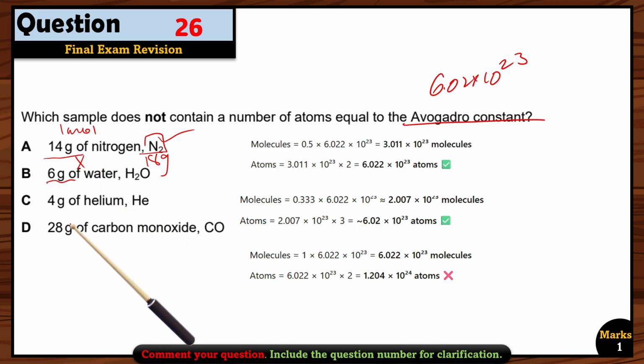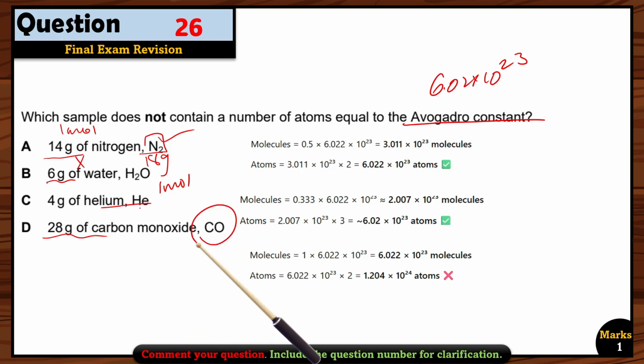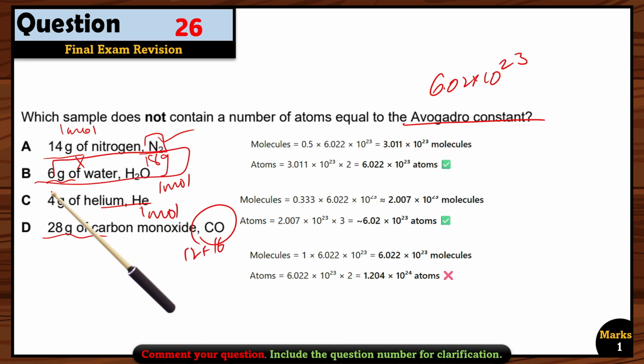This one is less. Helium: the mass is 4 grams, so it means it's 1 mole. Carbon monoxide: the mass is 28 grams. If you calculate, this is 16 and this is 12, so it is also 1 mole. So it means B is the right option. That's wrong. You don't have to calculate like this.